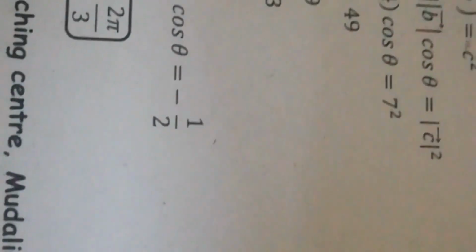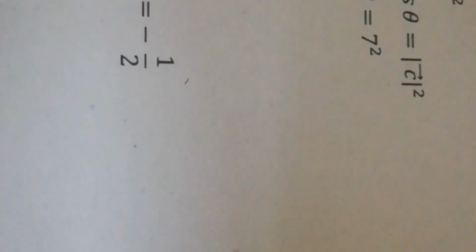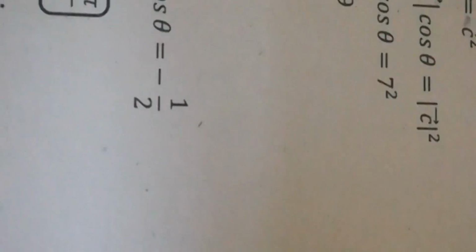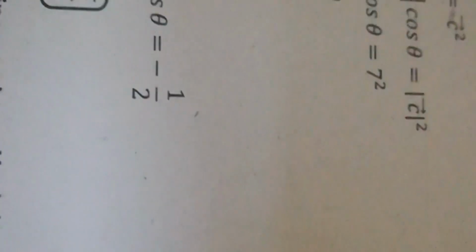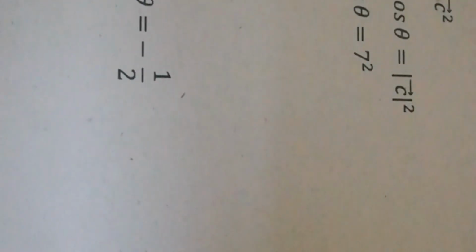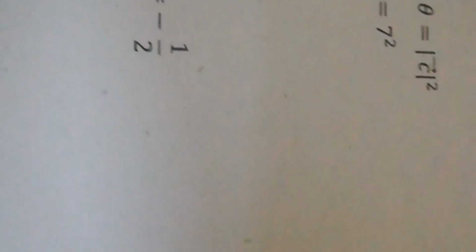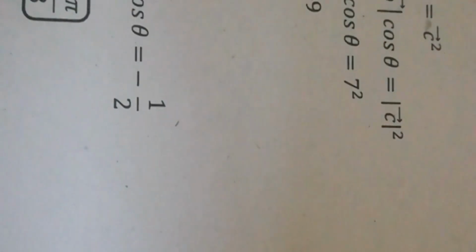After simplification we get 9 plus 64 plus 48 cos theta equals 49. So 73 plus 48 cos theta equals 49. So 48 cos theta is equal to 49 minus 73, so 48 cos theta is equal to minus 24. So cos theta is equal to minus 24 by 48, so cos theta is equal to minus 1 by 2. So theta is equal to 120 degrees, so theta is equal to 2 pi by 3.